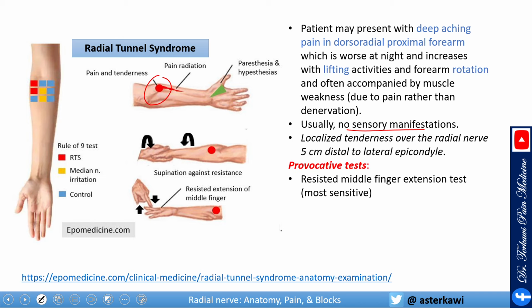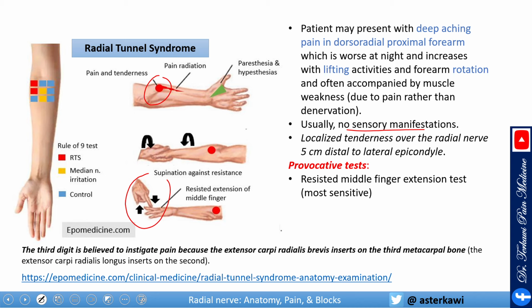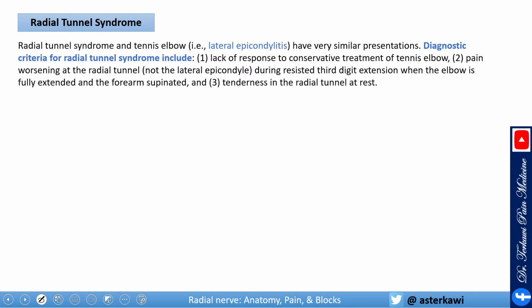A few provocative tests. The most sensitive is the resisted middle finger extension test. The thought is that the third digit instigates pain because the extensor carpi radialis brevis inserts on the third metacarpal bone. And also you can have pain with the resisted supination test, as you see here, and passive pronation with wrist flexion.